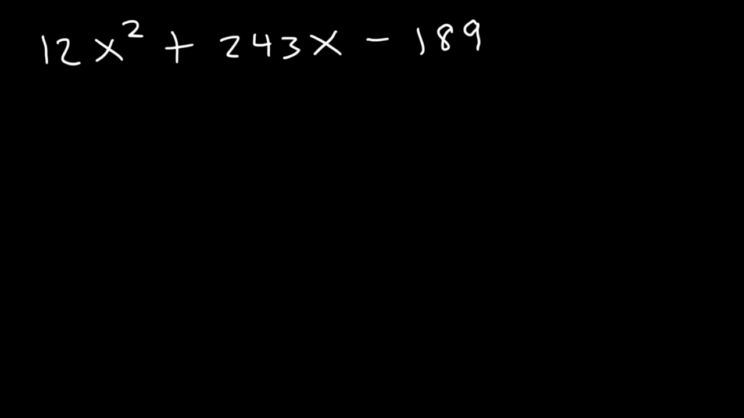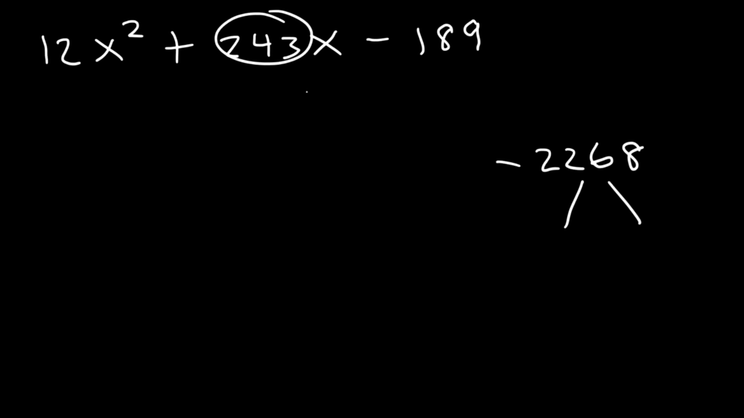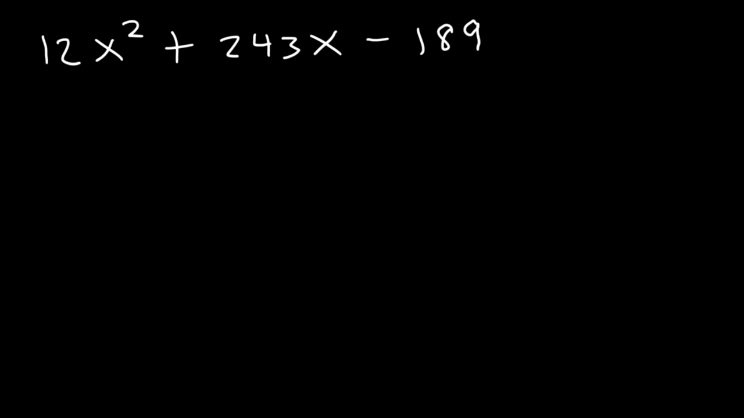We know that we need to multiply the leading coefficient by the constant term. 12 times negative 189 is negative 2,268. We need to find two numbers that multiply to negative 2268 but add to 243. And as you can see, it's going to take a long time to do that. Fortunately, there is another easier way that we can use to factor difficult trinomials, and that is the quadratic formula.